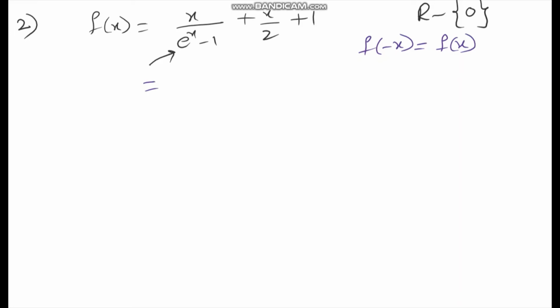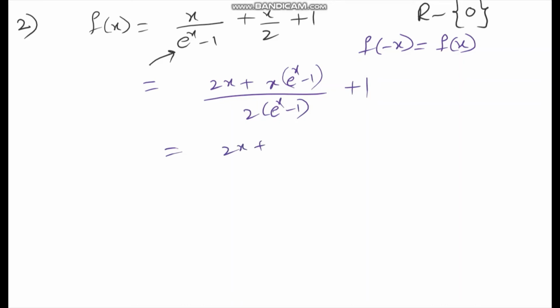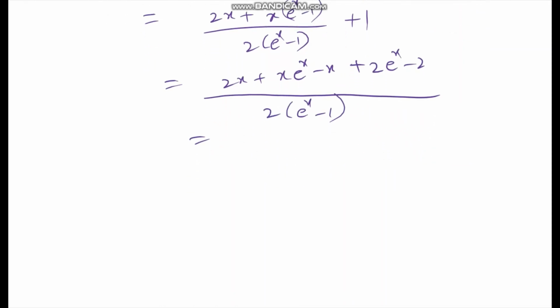This function equals, on taking the LCM, 2(e^x - 1) is the LCM, and this is x into 2(e^x - 1) plus x into... this is 2x plus x(e^x - 1) by 2(e^x - 1) plus 1, that equals 2x plus x e^x minus x plus 2e^x minus 2 by 2(e^x - 1), that equals 2x minus x is x, minus 2 plus x e^x plus 2e^x by 2(e^x - 1).